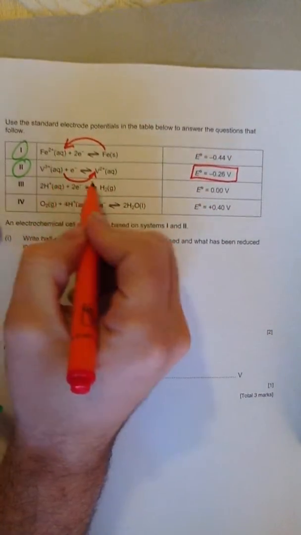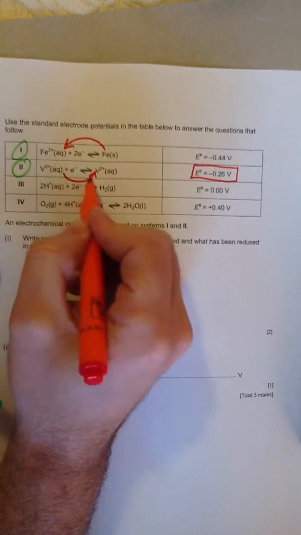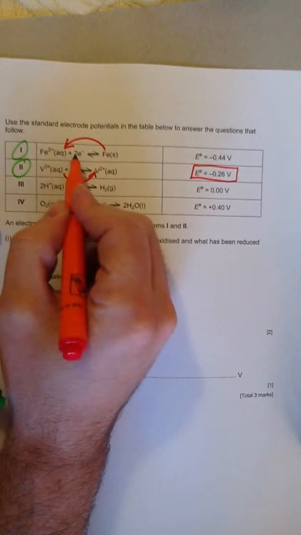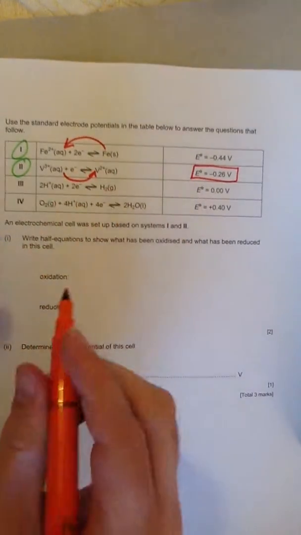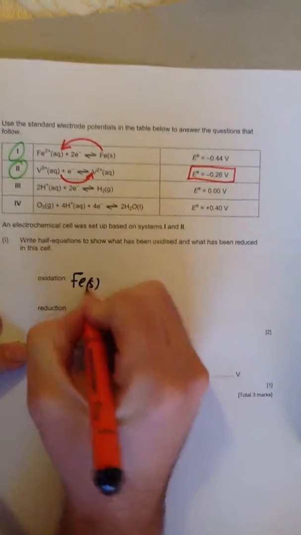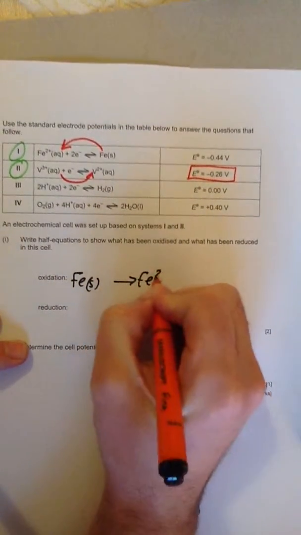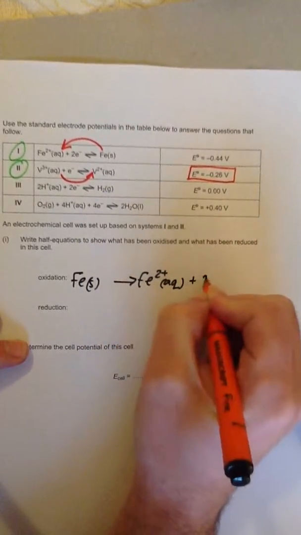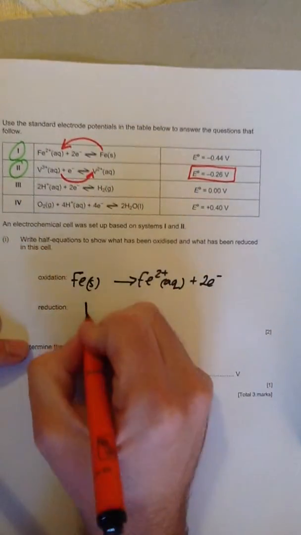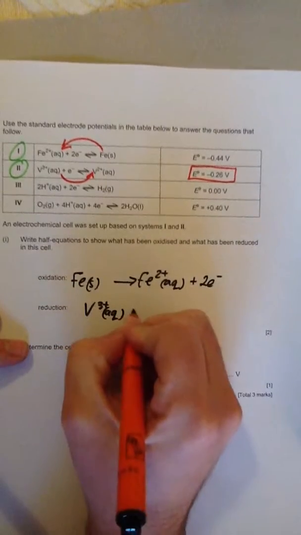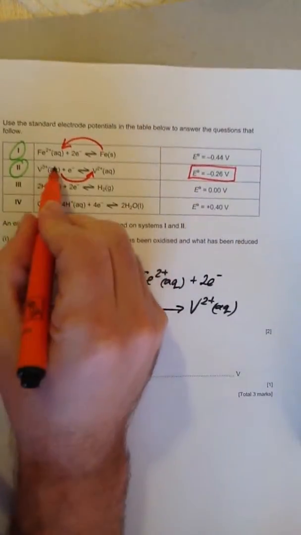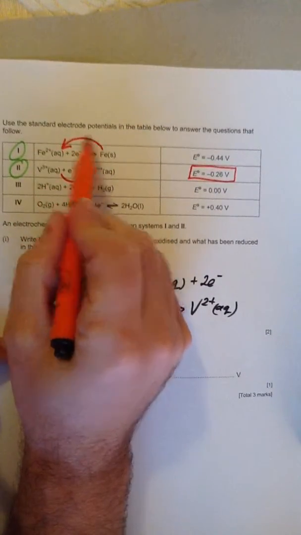So if this reaction goes forward, it's gaining electrons, and that means that reaction is being reduced. If that one is losing electrons, the iron's going to go to Fe2 plus 2e minus. That must be oxidized. So the oxidation is Fe solid goes to Fe2 plus aqueous plus 2e minus. And the reduction, the most positive goes forwards, is V3 plus aqueous plus an electron goes to V2 plus aqueous. Because the most positive goes forward, the least positive goes backwards.